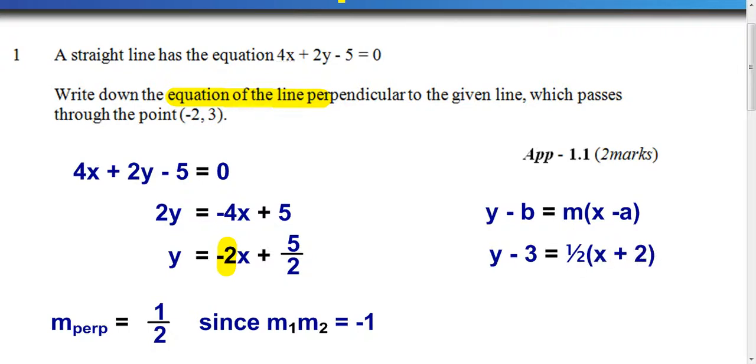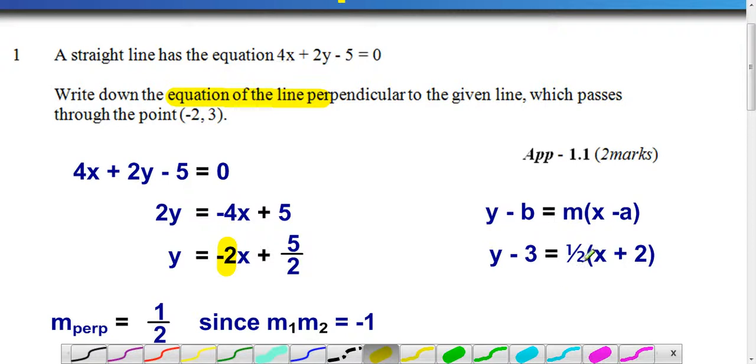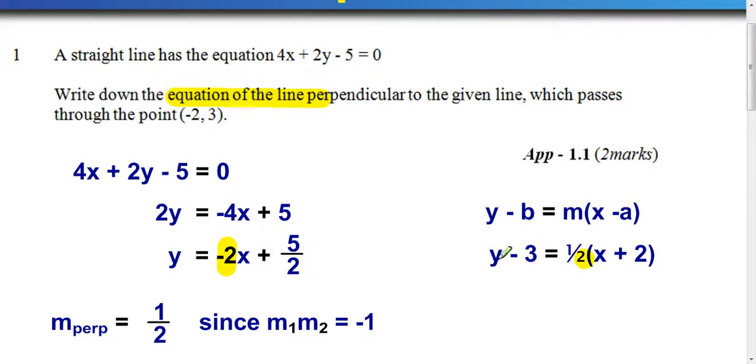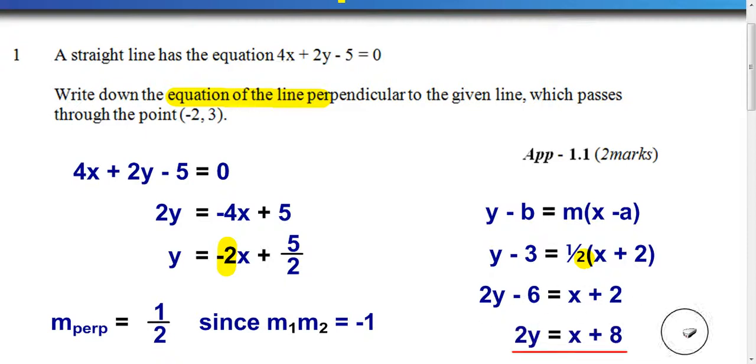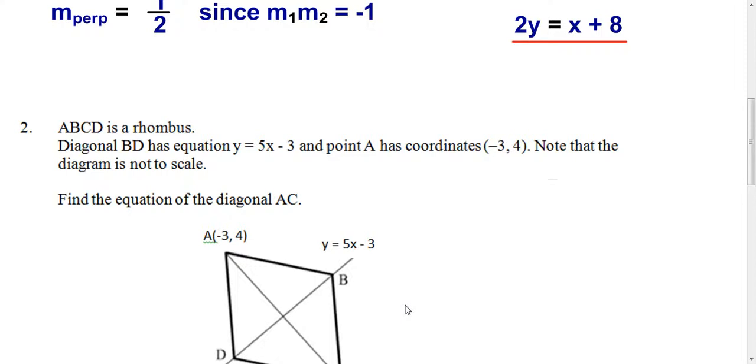Lastly, I'm going to multiply everything here by the value at the bottom of the fraction. So I'm going to times everything by 2, this, and this bit here. So that's going to give me 2y take away 6 equals x plus 2. And then I'm going to add the 6 to both sides. And the final answer is 2y equals x plus 8. Okay, moving on to question 2.